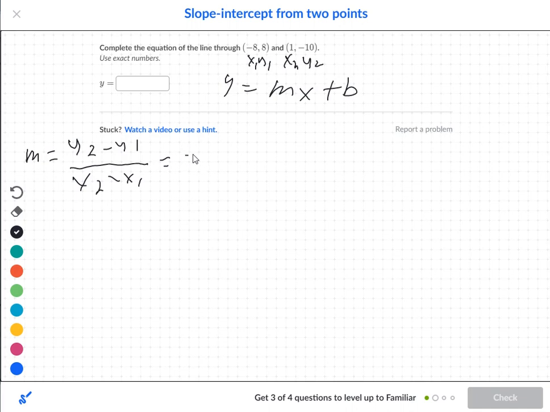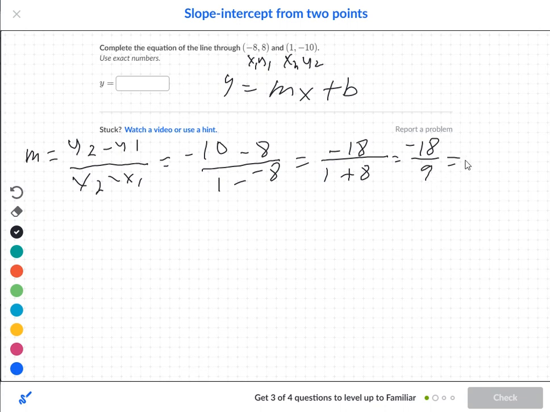So we're going to say negative 10 minus 8 on top. And as for the x's, x2 is 1, subtract negative 8. So now on top I've got negative 10 minus 8. Well, that's a negative 18. The double negatives on the bottom turns to a plus sign. So I'll go negative 18 over 9, and that becomes a negative 2. So we know that m is equal to a negative 2.